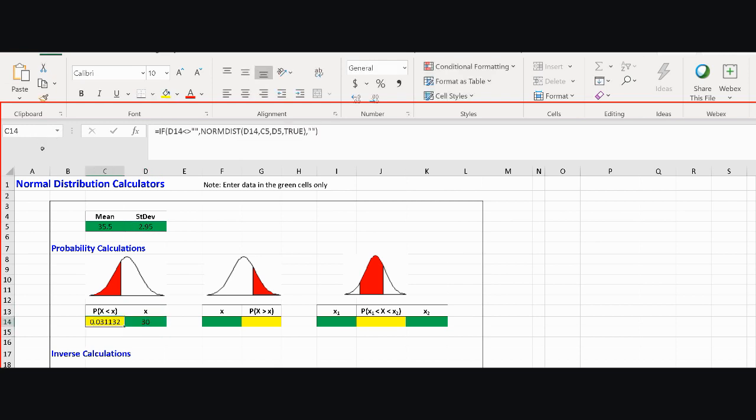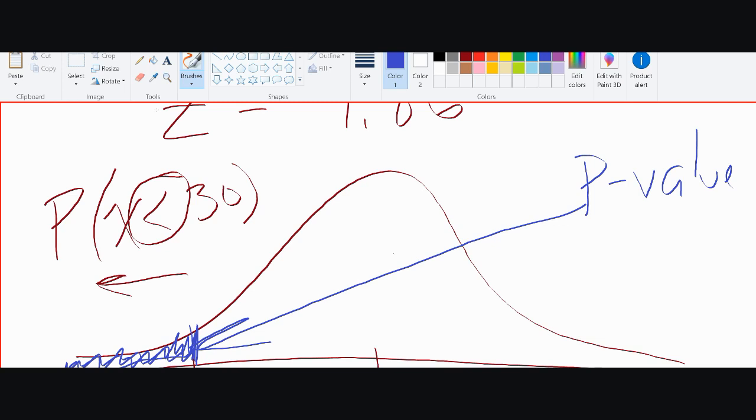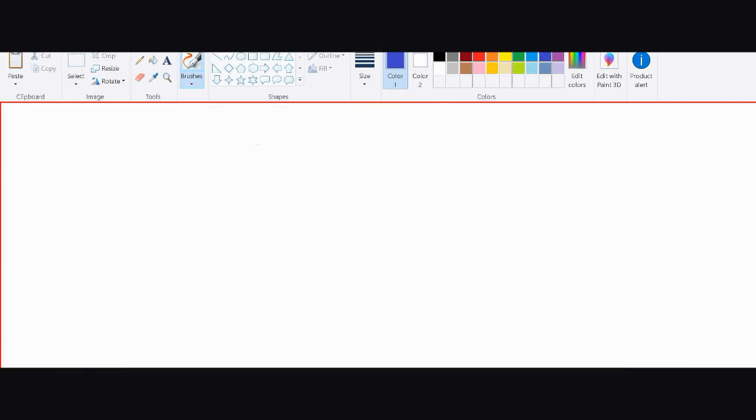And sure enough, we get the same probability of 3.1. The only difference is it was 0.0314 on the standard normal table. Here it's 0.0311. That's just because of rounding. In general, though, the important part is that it's a 0.03 or 3% probability. So we found that our probability that x was less than 30 was equal to 3% or 3.1%.